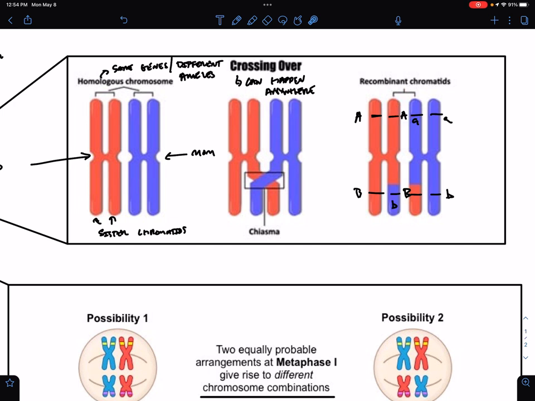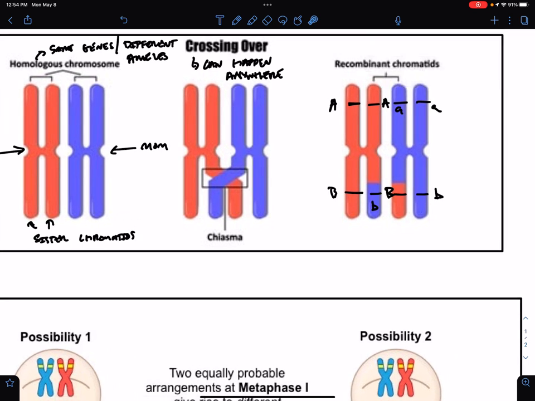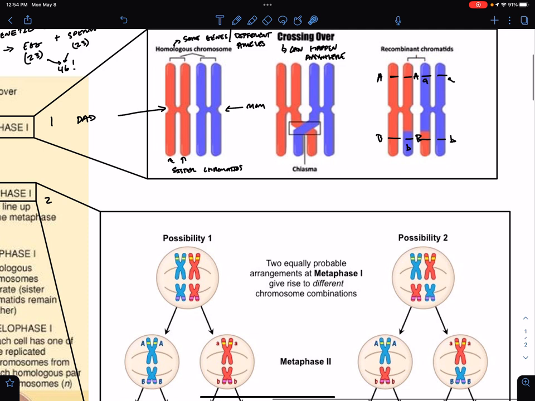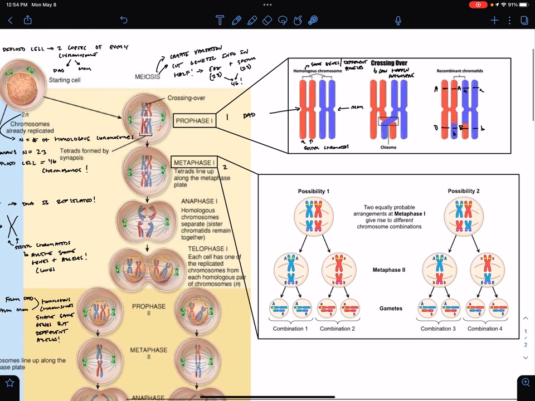If that doesn't make much sense yet, that's okay. But know that this process creates a new combination of alleles, a totally unique combination. Okay, so that's one way in which meiosis creates variation: through this crossing over mechanism, where homologous chromosomes exchange genetic information.